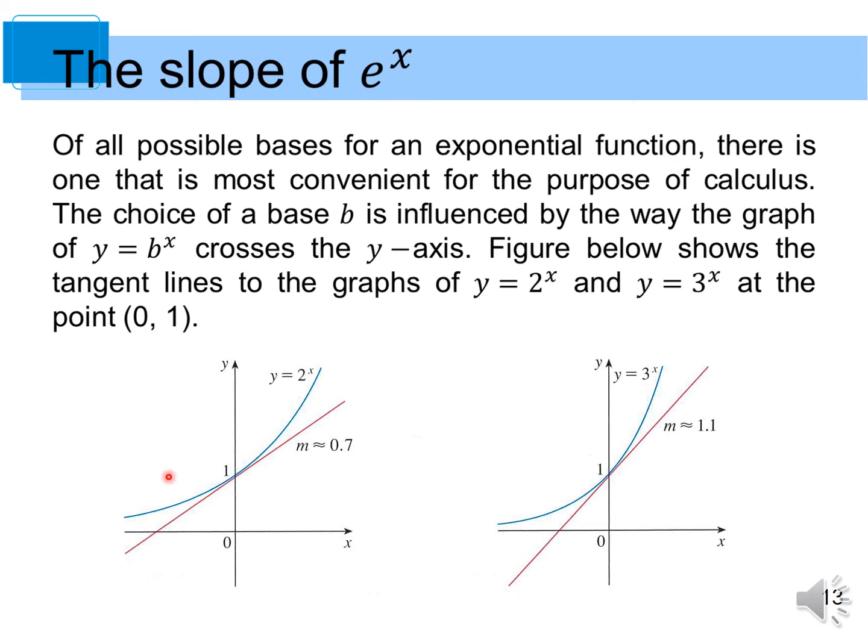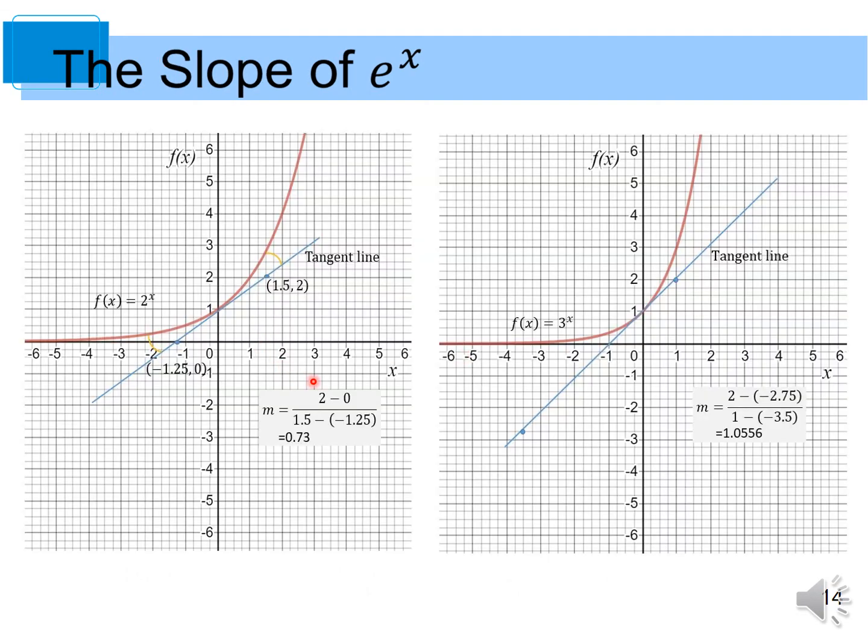So you can look at the base. For the first function, the base is 2, and the base for the second function is 3. And you observe the slope. The slope actually increases. Look at these two graphs. I have drawn the two functions for you. For the function 2 to the power x, you can look at the tangent line. I drew the tangent line as well at the point (0, 1).